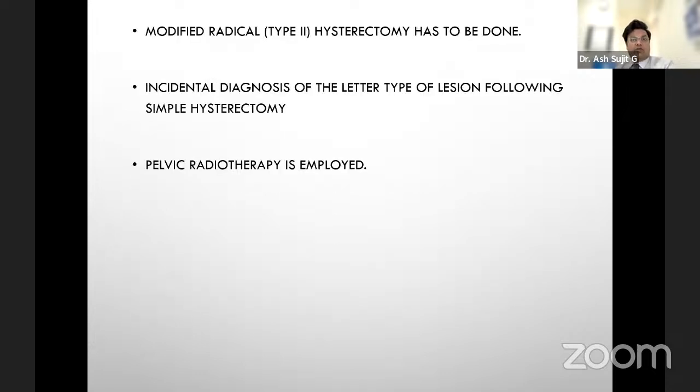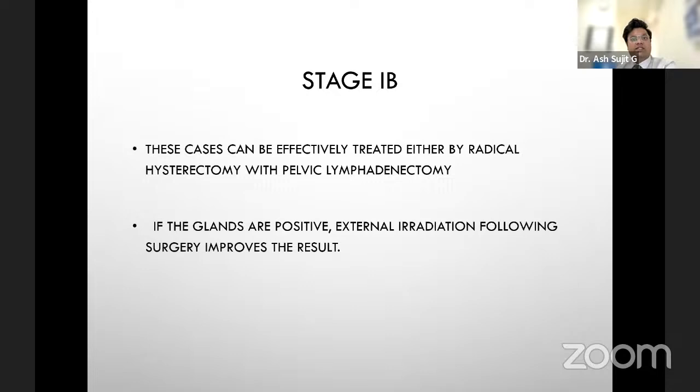Radiotherapy can be employed if you find that there is an extent which is involving the lateral walls also. Stage 1B is also radical hysterectomy with pelvic lymphadenectomy. If the glands are positive, then you also think about radiation in such cases.